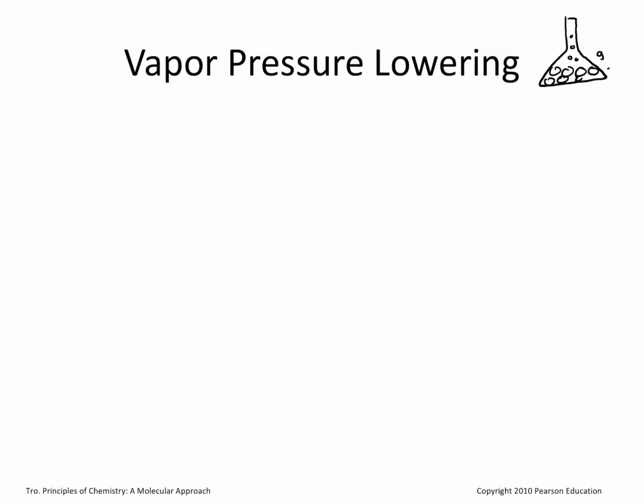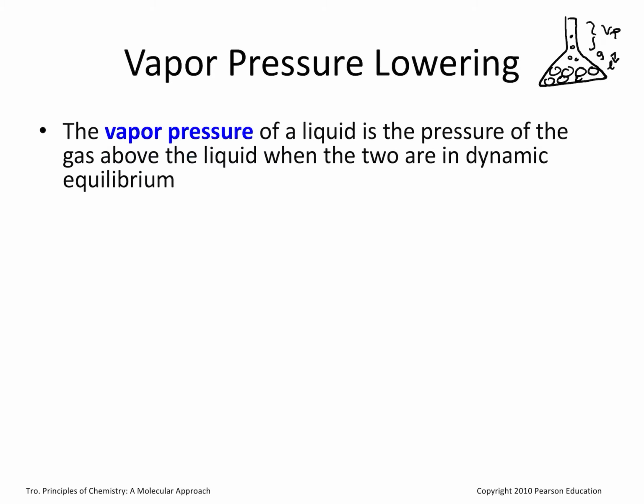Now remember, you have this flask, right? And you have your liquid solution, and then you have some of these gas particles above. So when the gas and liquid are in equilibrium, this pressure above it is your vapor pressure. So the vapor pressure of a liquid is the pressure of the gas above the liquid when the two are in dynamic equilibrium. So as your liquid is boiling and the gas forms and the gas condenses back to the liquid, they're happening at the same time. That gas that forms above the liquid is its vapor pressure.